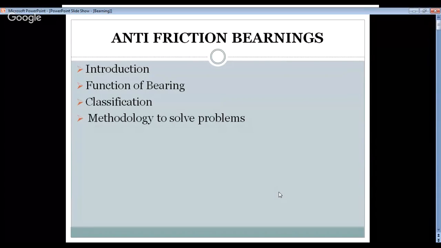You will see that anti-friction bearing on the table sides. The content I want to show you is the introduction, function of the bearing, classification, and method of application.